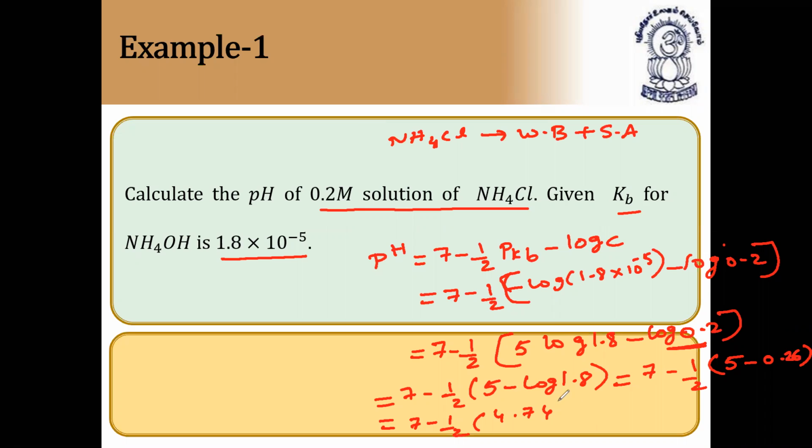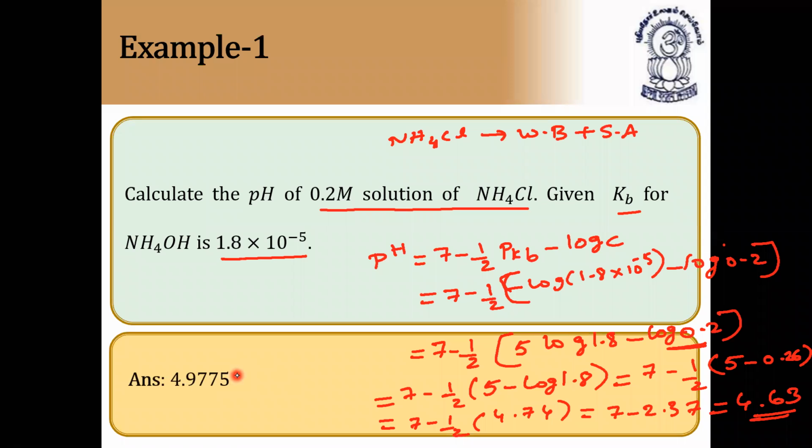So 4.74. 4.74 divided by 2, approximate value I'm giving, is equal to 2.37. So 7 minus, because half into 4.74, 7 minus 2.37. So you'll get the value in case of 7 minus 2.37, approximately you'll get 4.63. So approximate values I have taken rounding off, and let us see the exact answer for this.